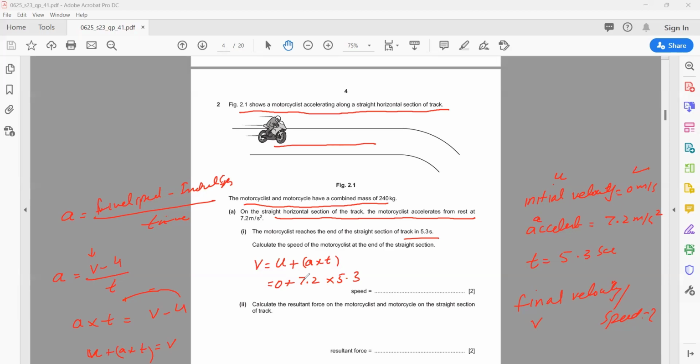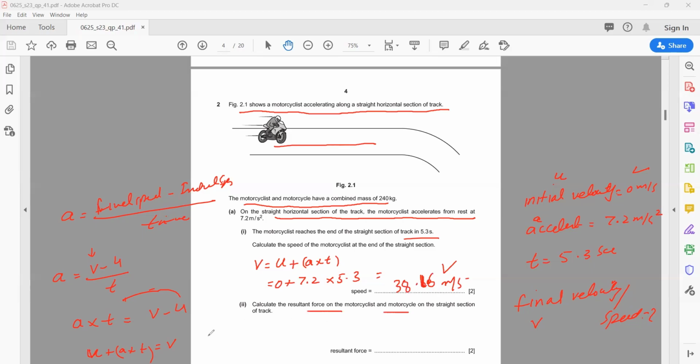38.16. So this is in meters per second. After that, part B, they said to calculate the resultant force on the motorcyclist.